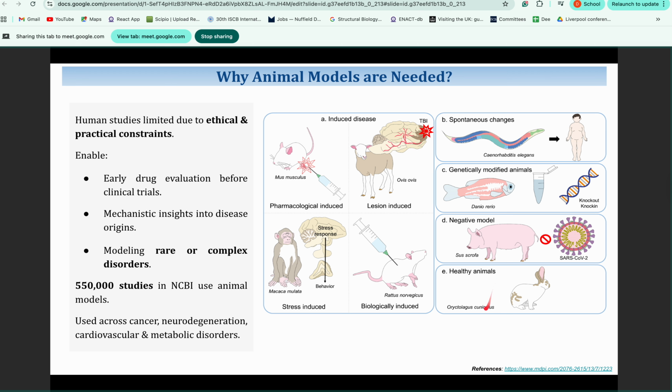Then healthy animals. We can see that healthy animal studies can also be done. We can compare them with the ones who are infected, and then we can see how the phenotype or the genotype is getting affected with respect to the disease state between the healthy animals and the diseased animals.